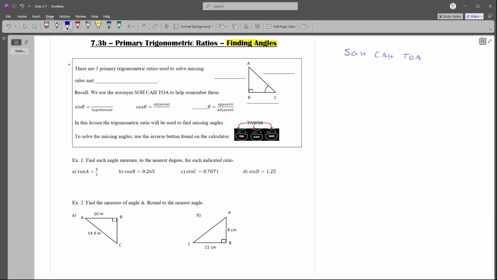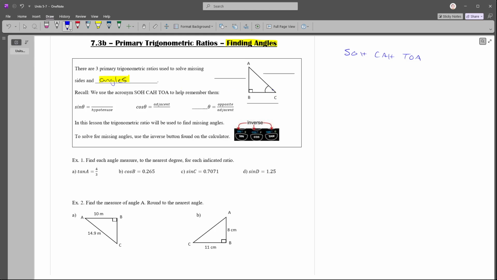Okay? Now, we know that the purpose of these three primary trig ratios is to help us solve a triangle, which means find all the missing sides and angles. Now that is going to be the key to today's lesson. Our goal is to find all of the angles. We learned how to do all the sides yesterday. So let's go label our triangle again just for a little bit of extra practice.